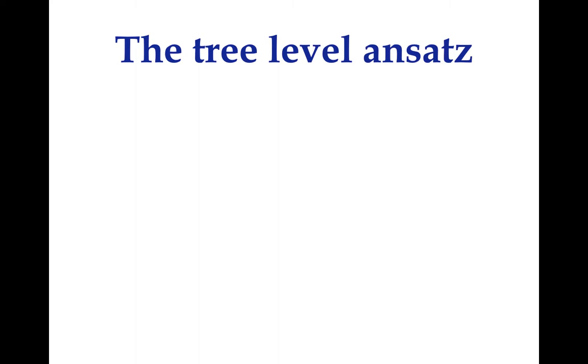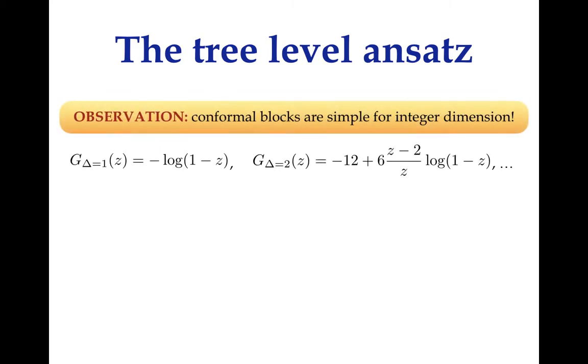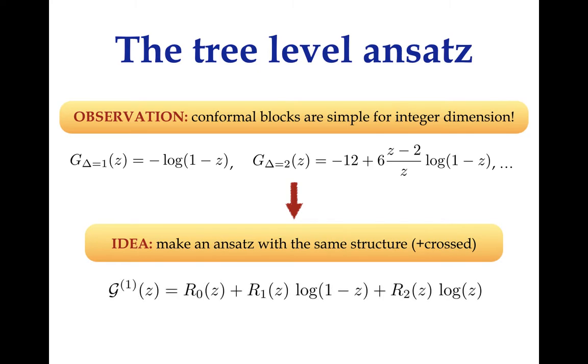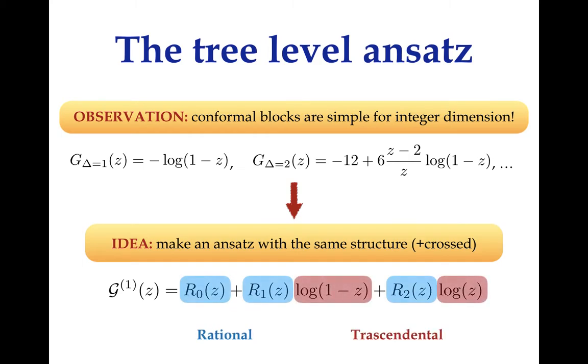At tree-level, we can make an ansatz for the correlation functions, which is based on the following observation. Conformal blocks are very simple for integer scaling dimension. Here you can see what happens for Delta=1 and 2, but the structure is more general, and it leads us to formulate the following idea. We can make an ansatz which has the same structure of the conformal blocks, plus some terms that are required to implement crossing symmetry. The ansatz is the following, and it is in terms of 3 rational functions and 2 transcendental functions, which in this case are simply logarithms.